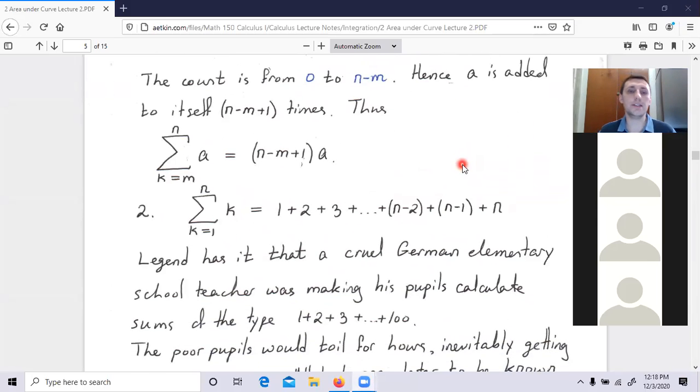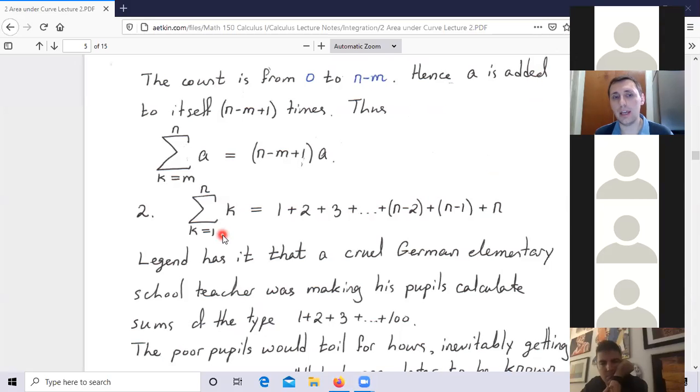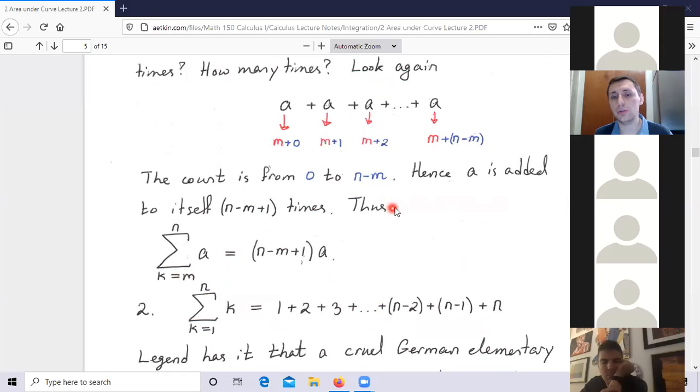Now here is another summation that's also important. I hope it's simple, okay? So here is the summation of k equal 1 to n of k, so it's 1 plus 2 plus 3 all the way until you get to n.